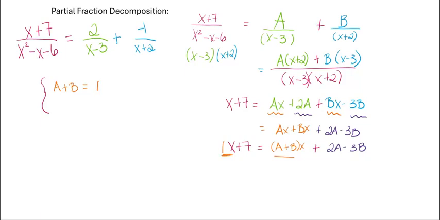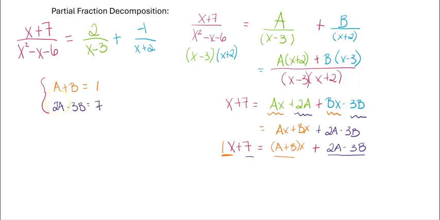Next, I'm going to take this 2a minus 3b right here, and I'm going to equate that to the 7, because those are my constants. And I'm going to rewrite it over here in my system. So 2a minus 3b is equivalent to 7.